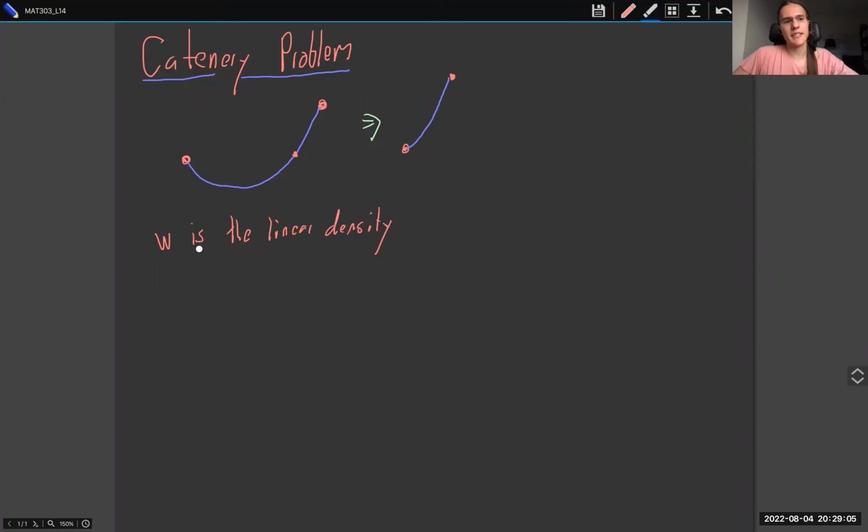You know what? That's silly. I'll call it lambda. That's a much better name for a linear density than W. W looks like a total weight. So segments of length, and I'll write differential ds, weighs. Let's write sort of like dW is equal to lambda ds.